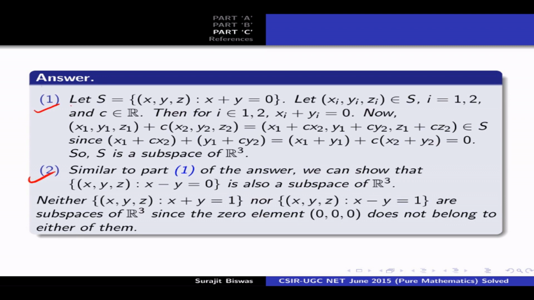By definition, if we consider two elements (xi, yi, zi) for i equal to 1 to 2 from S, and if we consider a scalar c, then we can show that (x1, y1, z1) plus the scalar times (x2, y2, z2) will also be inside S. And thus S will be a subspace of R3. Similarly, we can show that the set given in option 2 is also a subspace. Okay, next problem. Question number 49.